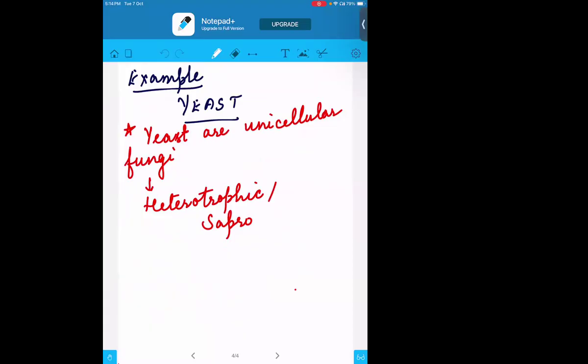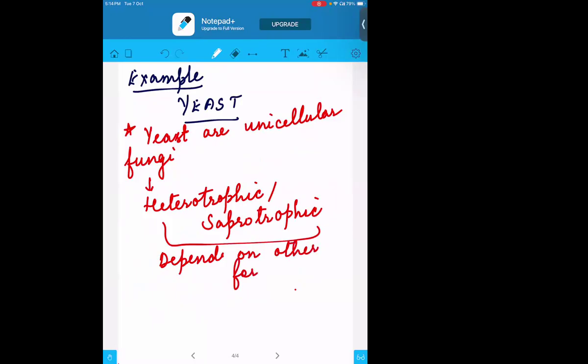Okay, so yeast, what are they? They are unicellular fungus. Now, fungus means they are heterotrophic or saprotrophic organisms. It means they will depend on others for food. They cannot prepare food by themselves. Like, for example, we humans are dependent on others, like plants or animals, for food. That is what yeast also are, saprotrophic organisms dependent on others.